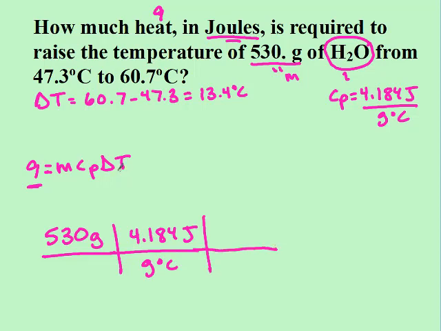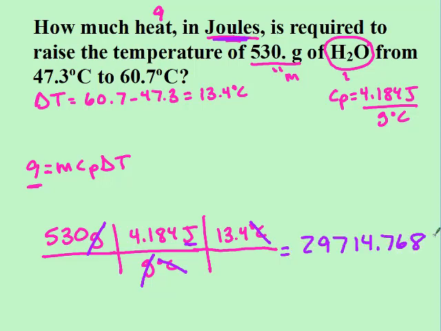Finally, I'm going to plug in my delta T, which was 13.4 degrees Celsius. I'm going to cancel and make sure that everything cancels out. So grams and grams, degrees Celsius, I'm left with joules. I want joules, so now I must be done. I just need to multiply across. In the calculator, I get this.